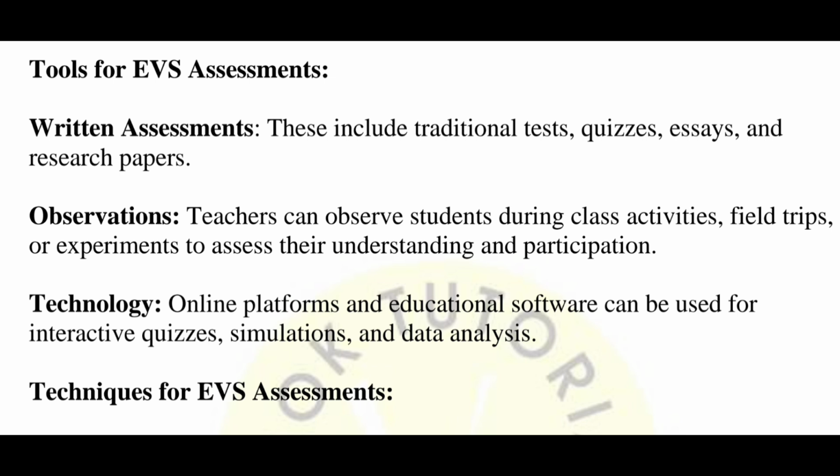Observation: teachers can observe students during class activities, field trips, or experiments to assess their understanding and participation. Now through observation also we can assess the students. We will observe how they are behaving in a field trip, in a park, in a botanical garden, whether they are paying attention to what is being taught or not, whether they are observant or not, whether they are curious about learning or not. So all these things the teacher can observe.